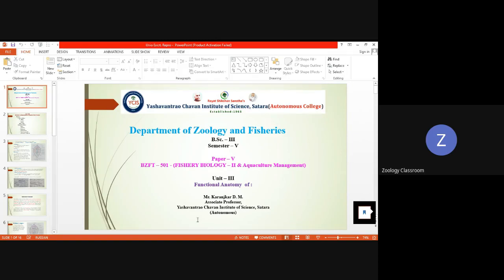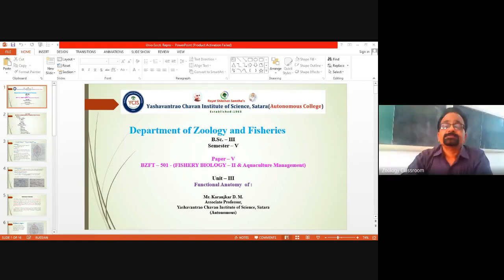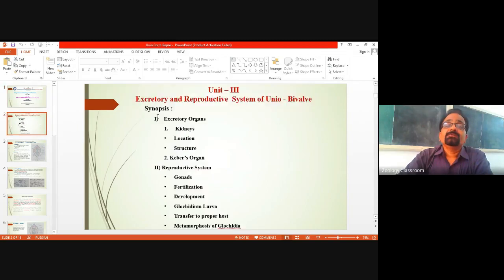Let us start with the point which we have already begun with, that is the functional anatomy of bivalve. In the last lecture, we discussed the respiratory system of bivalve. So today we are going to begin with the excretory and reproductive system of bivalve. Let's see how much the time permits, and accordingly we will frame the lecture.